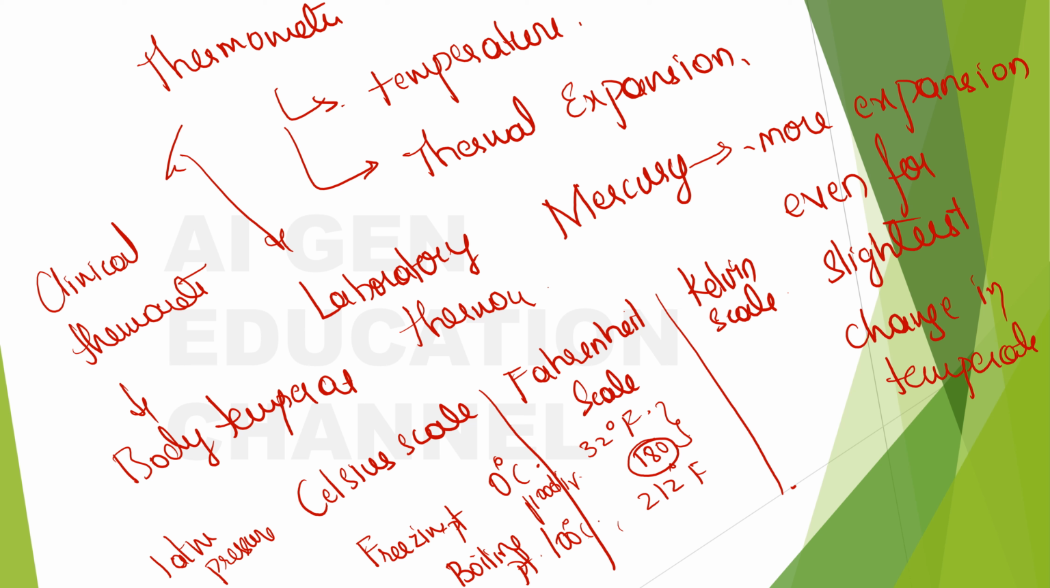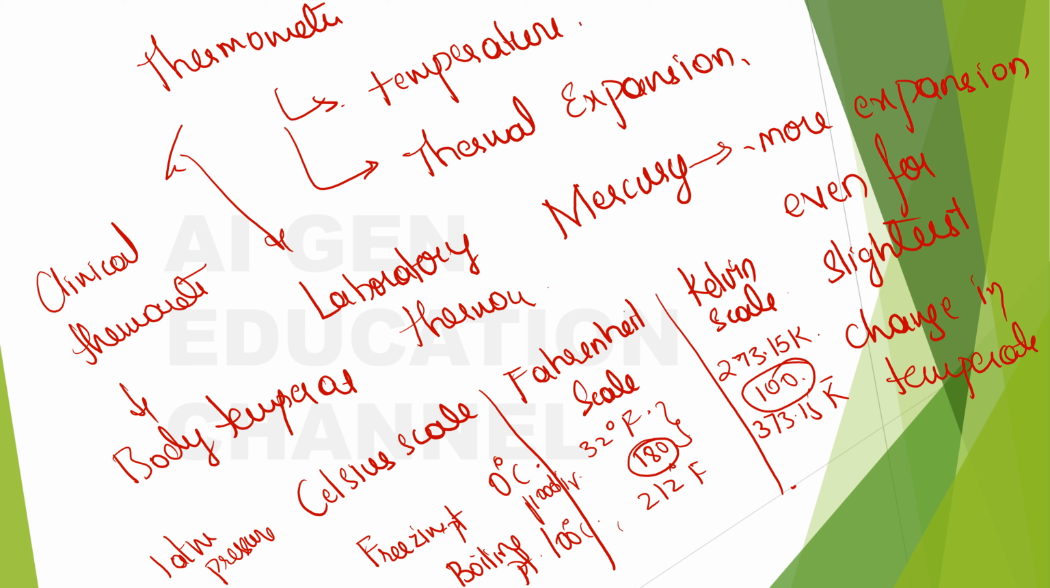And next, the Kelvin scale. In the Kelvin scale, the freezing point is 273.15 Kelvin, and the boiling point is 373.15 Kelvin. And here also, like in the Celsius scale, you can find 100 divisions, right?